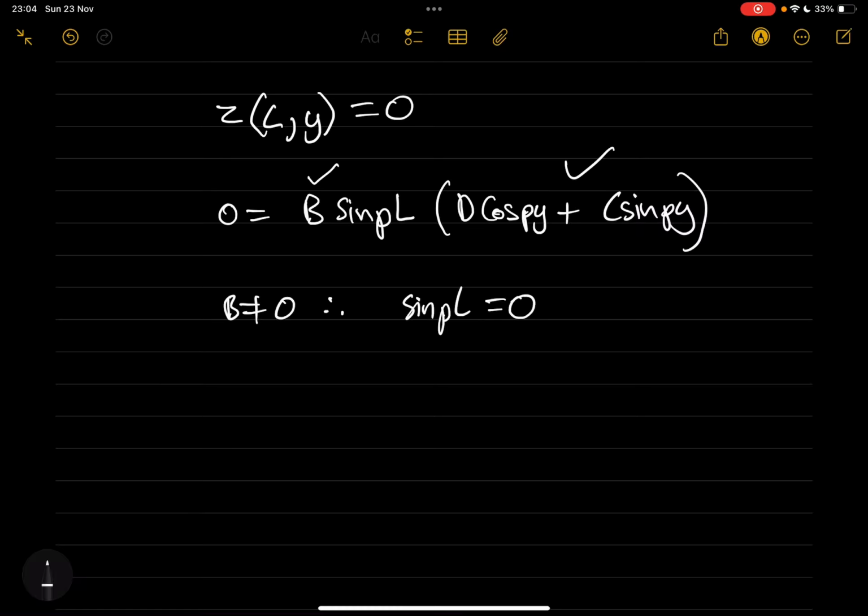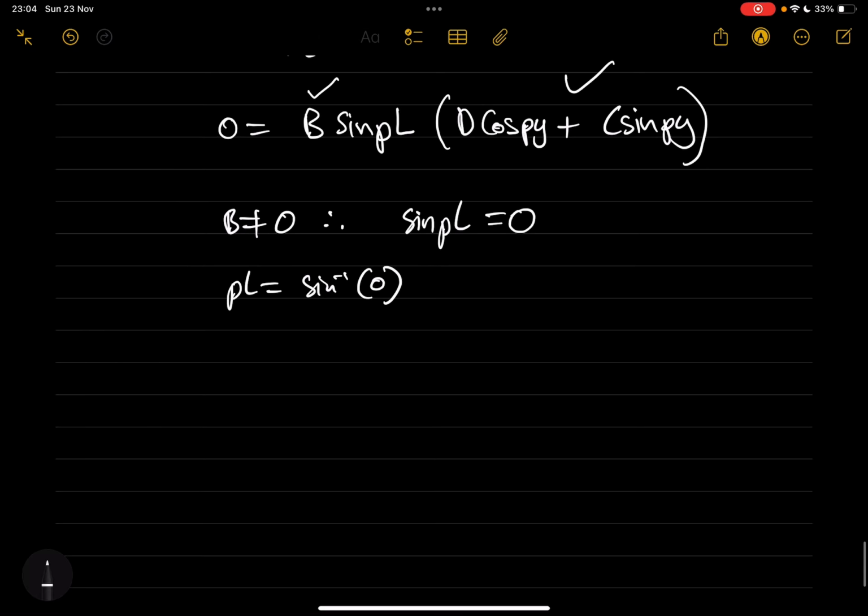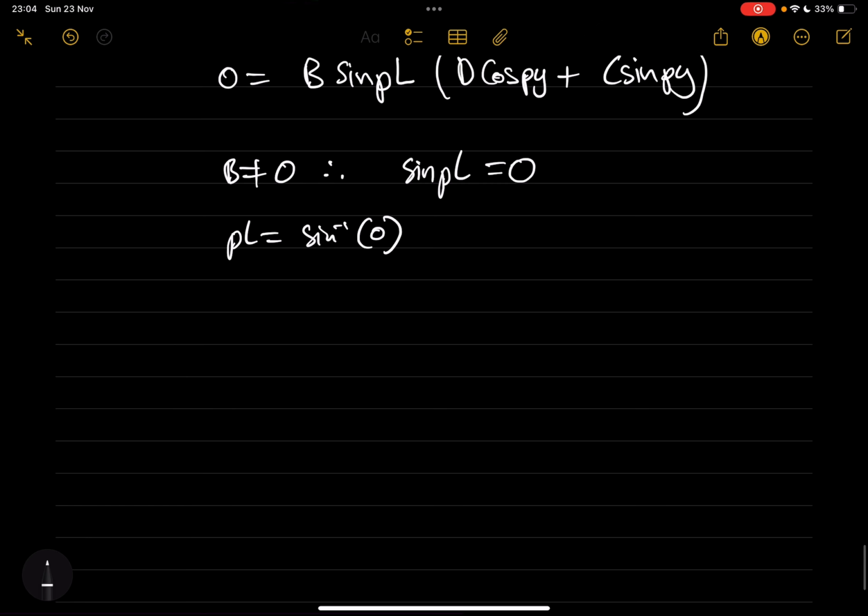This is supposed to be 0. So this is where everything changes, where we are saying sine pl is equal to 0. So that means pl is equal to sine inverse of 0. So if you draw, pl is equal to n pi. So this is going to give you n pi. How does it give you n pi?